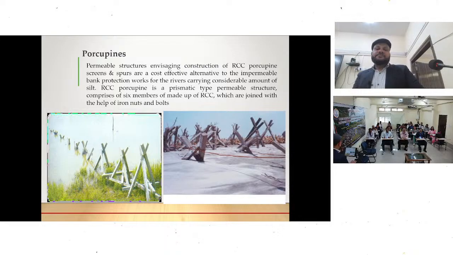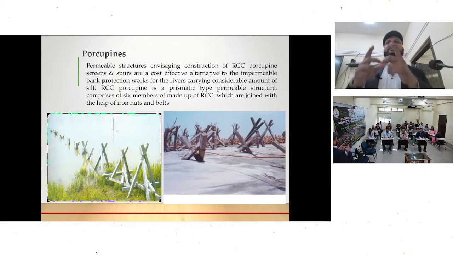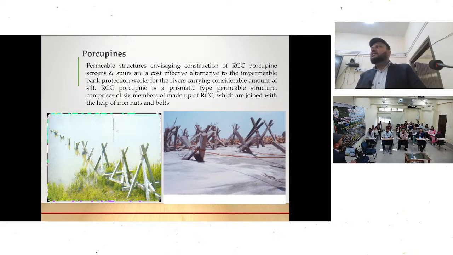And porcupines. A lot of porcupine works are being used in Majuli and in the Brahmaputra. Porcupines are very prevalent. A porcupine structure is basically a 6-member structure of maybe 3 meter or 2 meter bars, and we join 6 porcupine bars to make a porcupine. It is very effective in controlling bank erosion, and it induces sedimentation. It doesn't disturb the river because it is a permeable kind of structure.